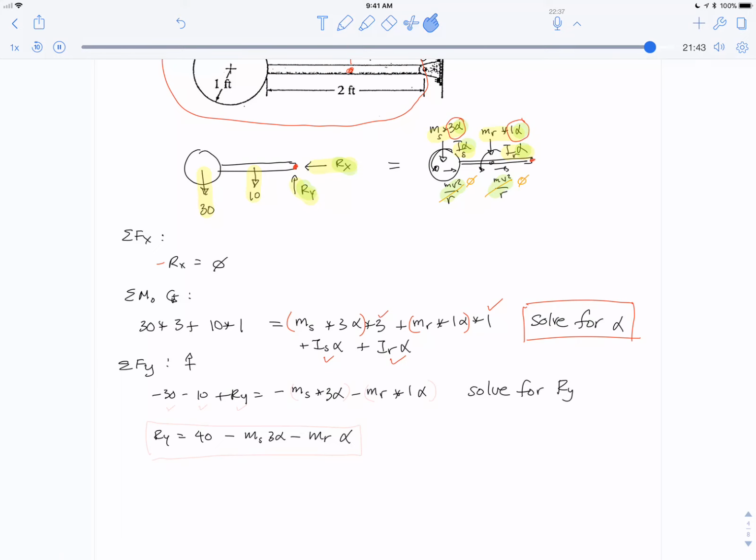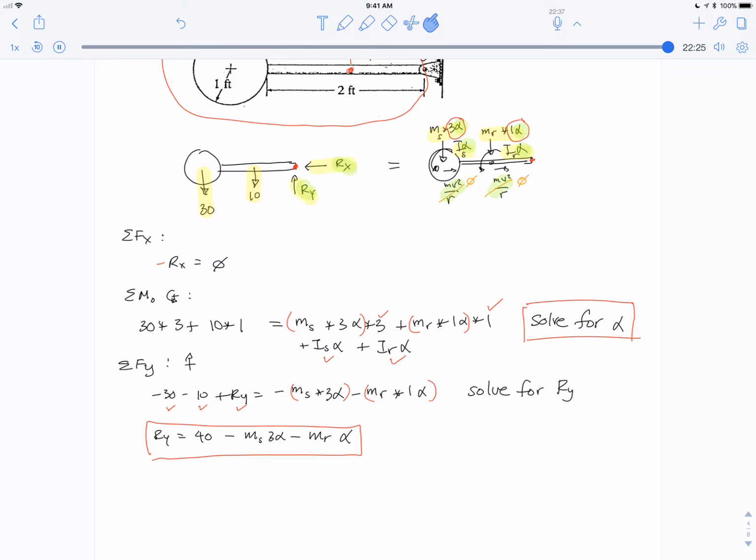But it doesn't want to know alpha. It wants to know what the reaction is. So we already have that the X reaction is 0. We need to get the Y reaction. So the sensible thing to do is take the Y components of everything. So on the left-hand side, you have minus 30 coming down, minus 10 coming down, and the reaction Ry going up. And on the right-hand side, you have minus m sphere times A of the sphere, which again was 3 alpha, and minus m of the rod times A of the rod, which again was 1 alpha. Okay, and so solve for Ry, and this is what you get.